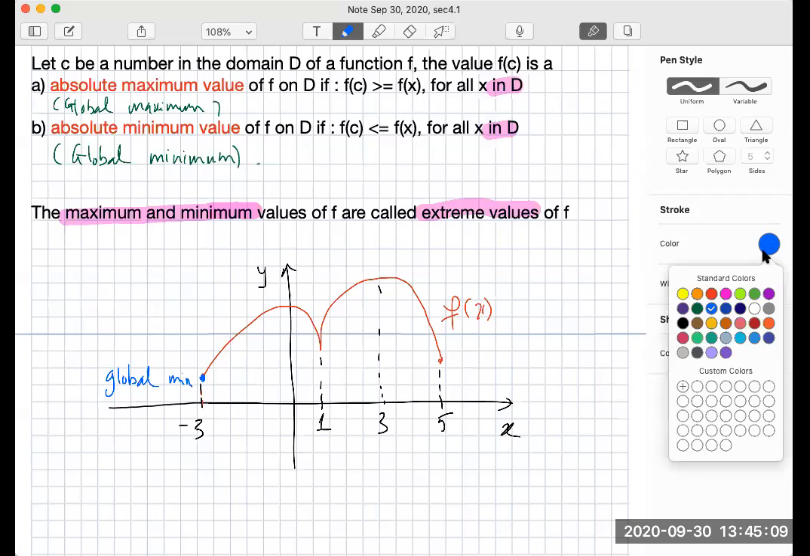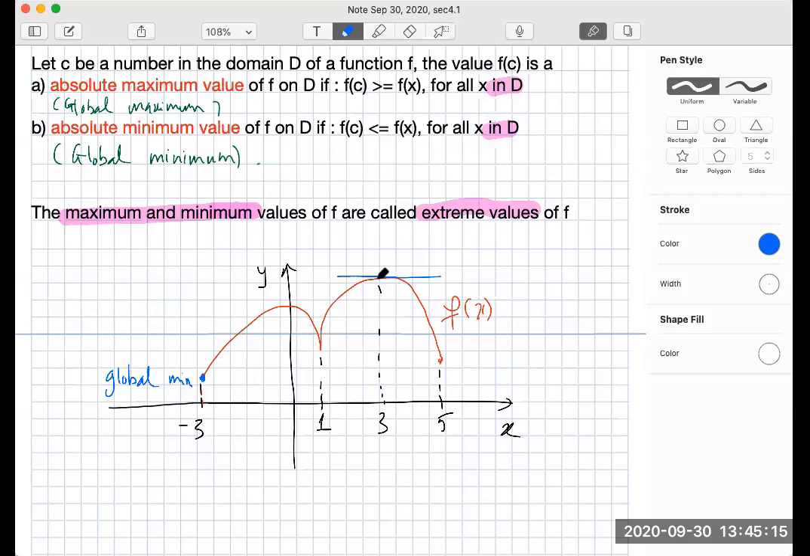And what is the highest point? 3. Yes, very good. Who was that? Michael. Thank you, Michael. So that is the global maximum.